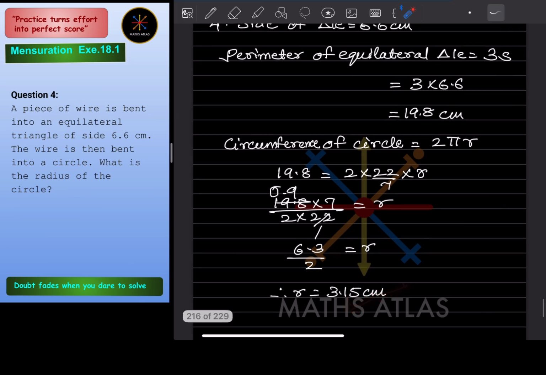Hope you got this point. These two are very important. First write a formula and then put the same, whatever you get, for the circumference of the circle. The perimeter of the equilateral triangle will be the same as the circumference of the circle. Or, because this is perimeter, you can also use here perimeter of circle.